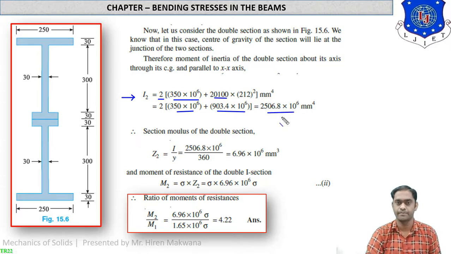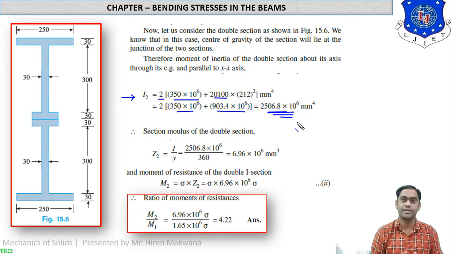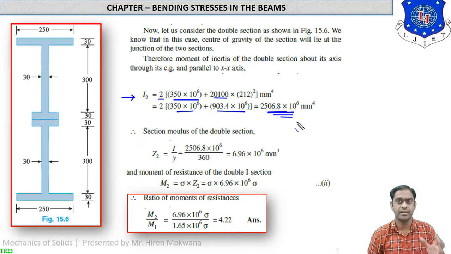mm raised to 4. So here is the moment of inertia for this unsymmetrical section becoming a symmetrical I section. Okay, this is the mirror image welded together to the original unsymmetrical section, such that the symmetrical section can be formed, and we have calculated the moment of inertia for it, which is 2506.8 into 10 raised to 6 mm raised to 4.